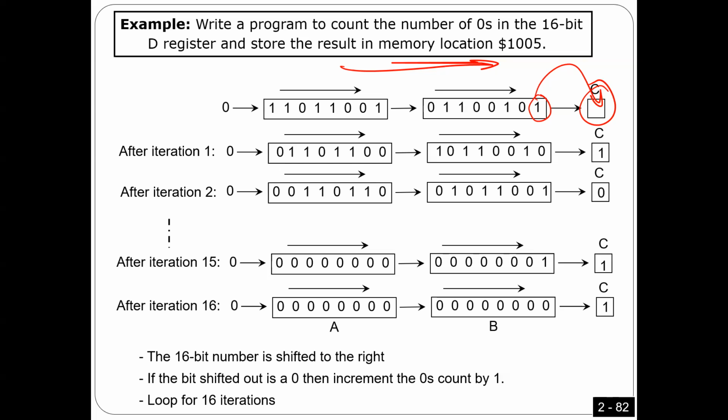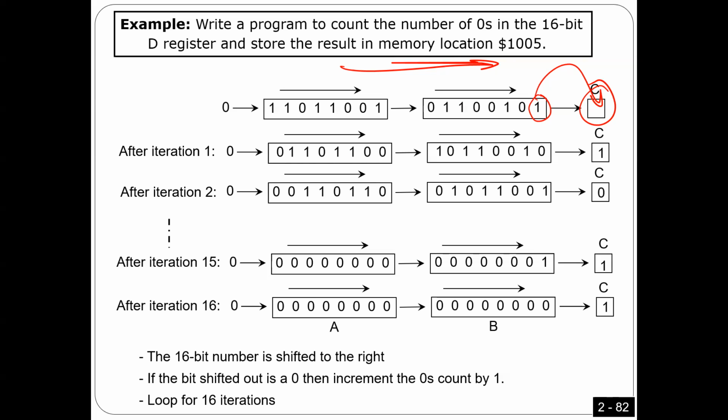Is that okay? Now this bit is going to be the first bit after we shift. So when I shift again, this bit is going to go to the carry, and I ask the carry again. After another shift, this one is going to go to the carry. This one is going to go to the carry, and so on. You got what I'm saying?